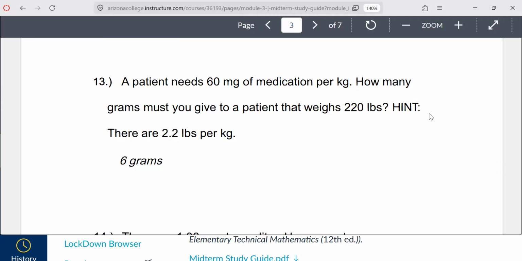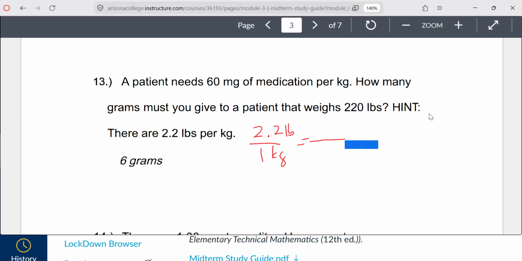All right. But first of all, because we have the weight of the patient in pounds, we're going to change that to kilograms. You could use ratio and proportion, or you could use dimensional analysis. I'm going to do both quickly so that you follow. So let's say that I'm doing ratio and proportion. I know that 2.2 pounds is 1 kilogram.